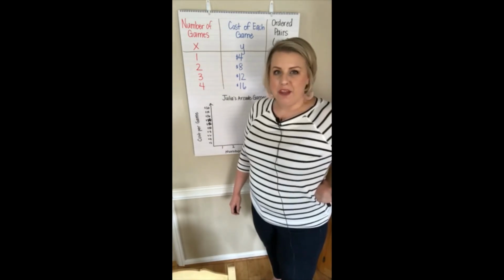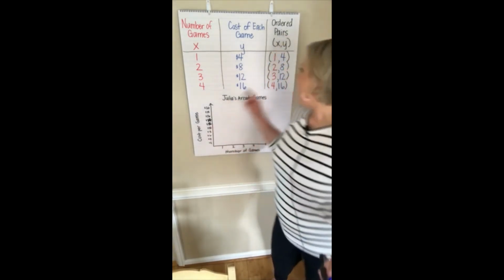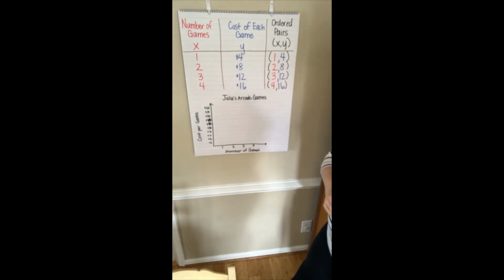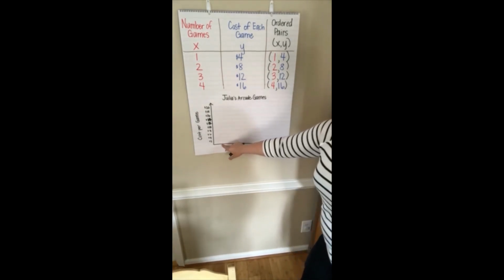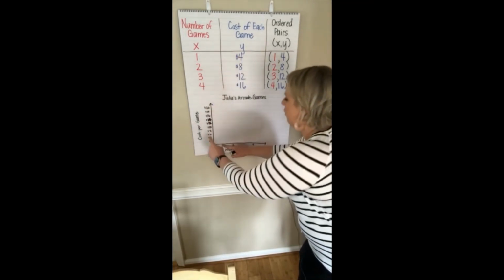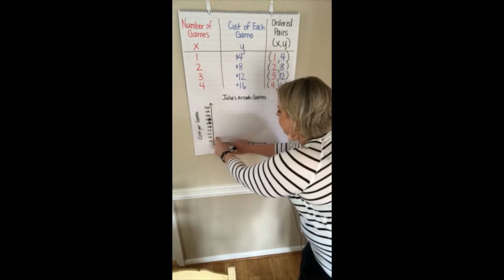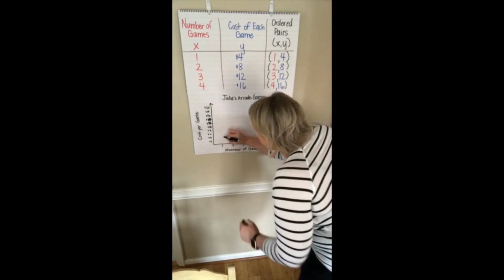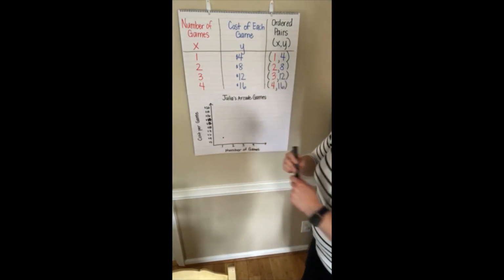I'm going to model how we can graph ordered pairs. I remember that the first number in the ordered pair represents the x-coordinate, and the second number represents the y-coordinate. I'm going to find the x-coordinate on the graph, which for this is 1, and then I'm going to find the y-coordinate on the graph, which is 4, and then I'm going to trace my fingers until they meet right about there. And that is where I'm going to graph my first ordered pair.